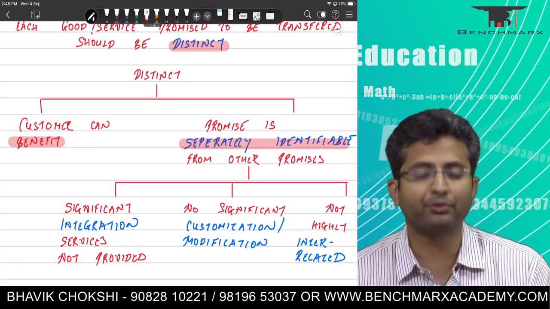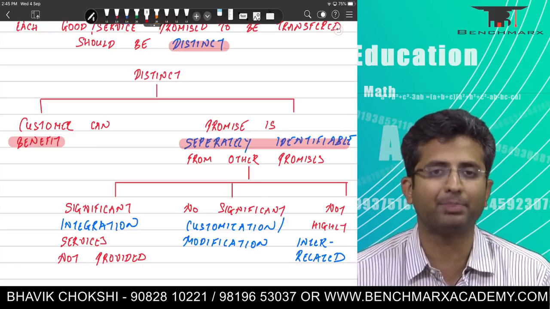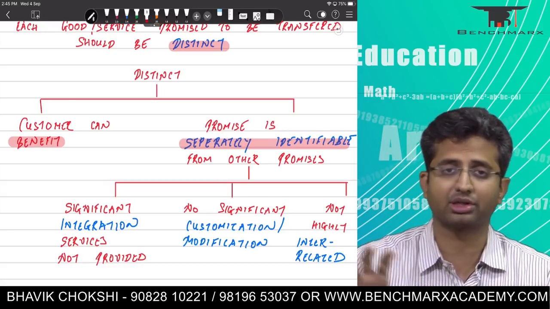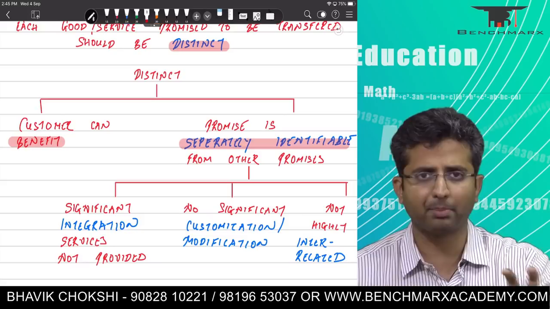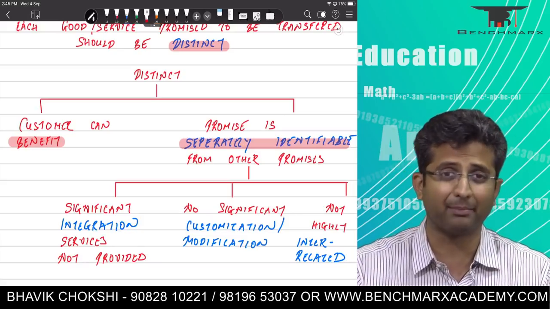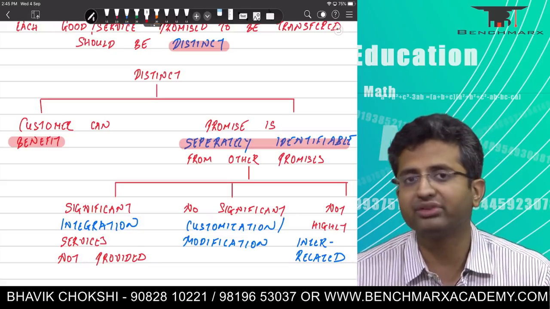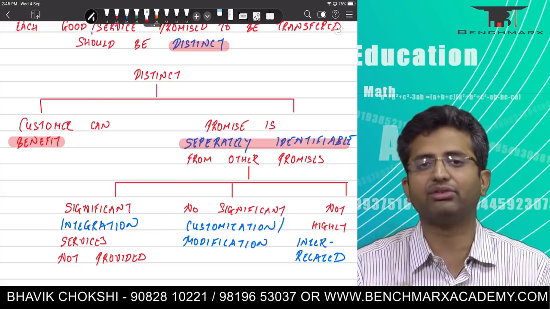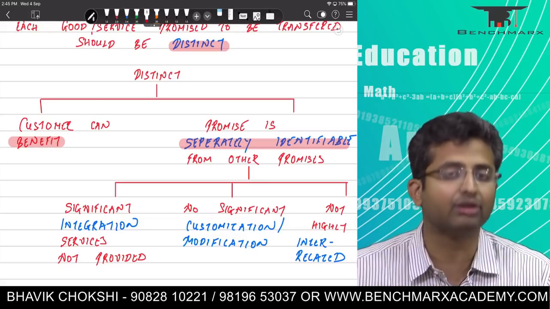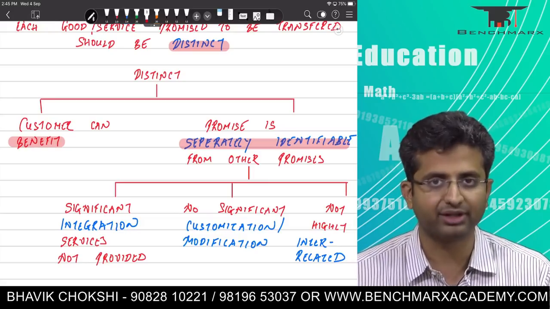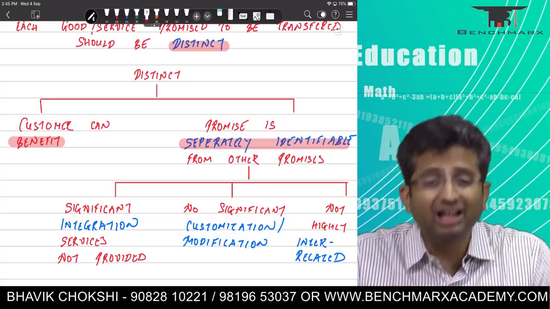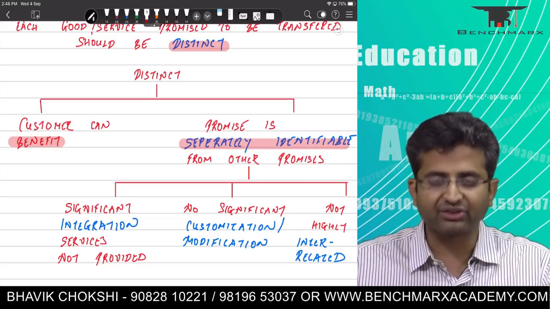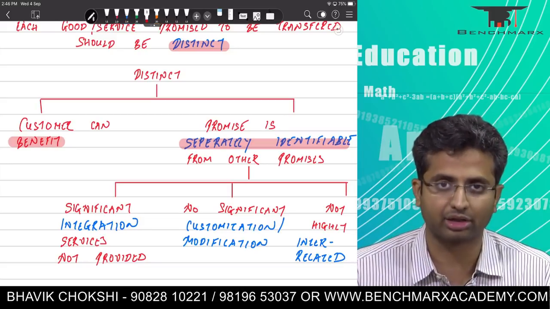Or if you go to a software engineer and tell him to assemble a PC for you, you will tell him to take a particular processor, let us say an i5 processor. You will tell him to take a particular motherboard, a particular hard disk, a particular RAM. Now all of these are separate promises that he has to honor. However, all of these activities result in a single integration activity, that is the assembly of a PC, and hence we consider that there is a single performance obligation, not distinct, if all of these are a part of a single integration activity.